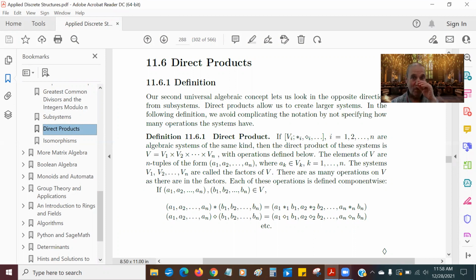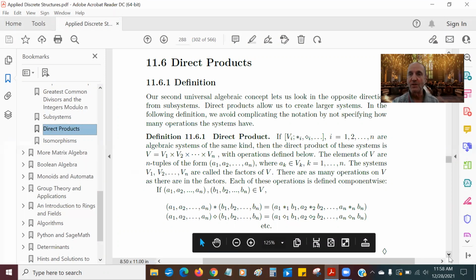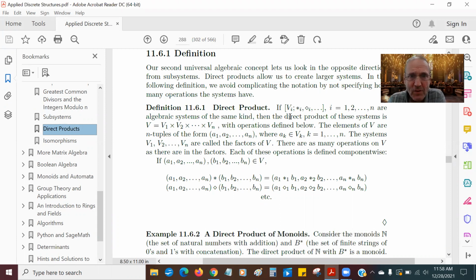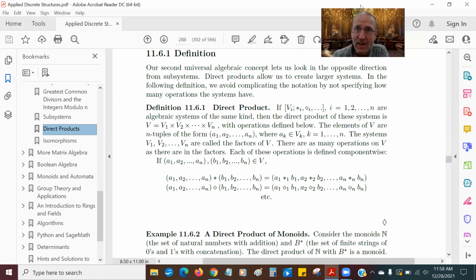So let's look at the definition of the direct product, and we'll see some examples. The Vi are all different individual groups. I'm saying groups, I'm getting ahead of myself. It could be any algebraic system. It doesn't have to be groups. So I kind of got ahead of myself already, but it's still similar to the idea of a subgroup, or in reverse.